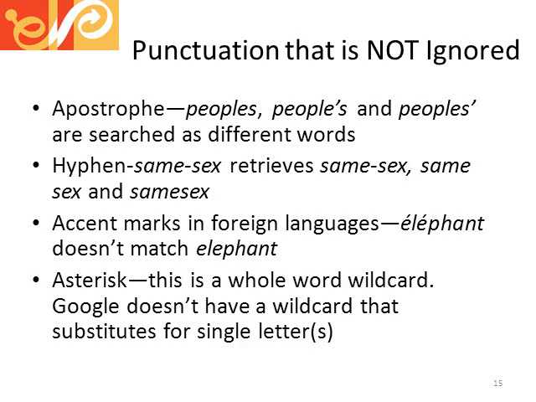An asterisk is a wildcard symbol that substitutes for a whole word. Google doesn't have a wildcard function for single letters.